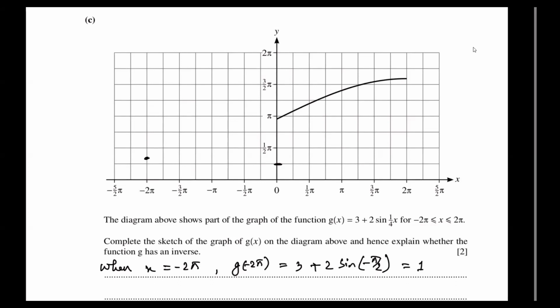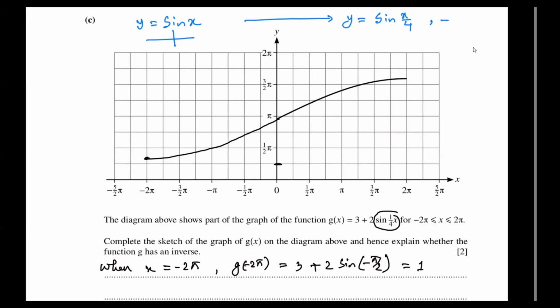And now if you are confused about the direction, consider the curve of sine x by 4. If you know the y equal to sine x curve, from that one you can draw the y equal to sine x by 4 curve. Here, for the second one, the domain is minus 2 pi to plus 2 pi.